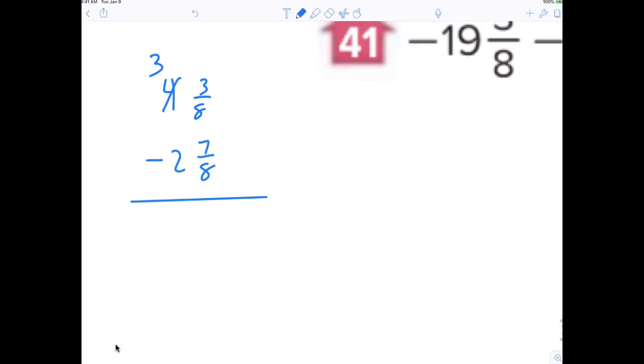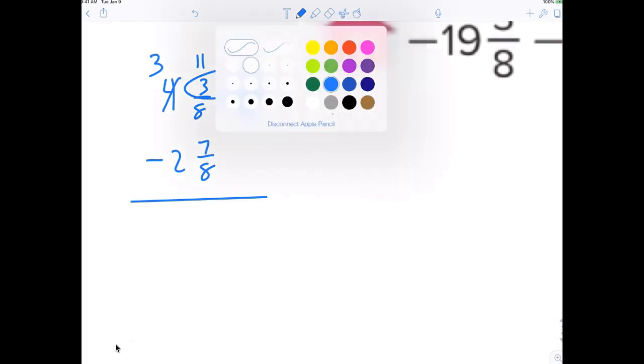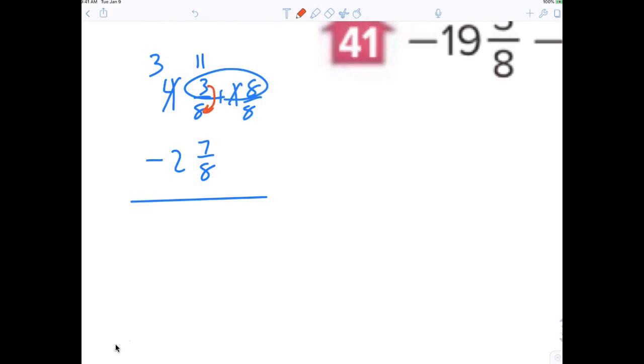An 11. Three. Remember that? Because you're adding 1, right? And 1 is the same as 8 over 8, so 3 plus 8 is 11. Now of course the quick way is to just tell kids, if you ever borrow, you just add the numerator and denominator. Okay? You add the numerator and denominator.